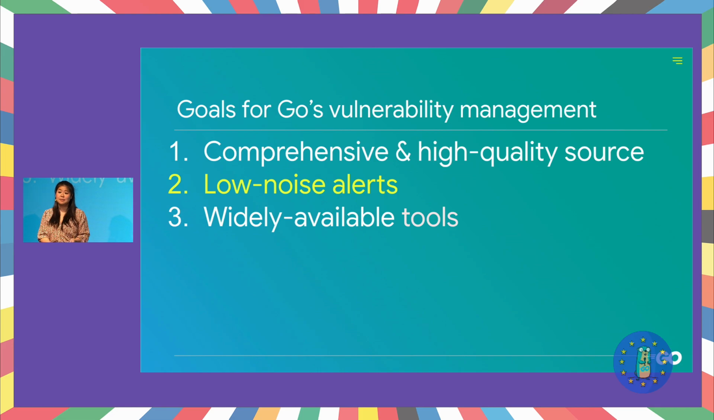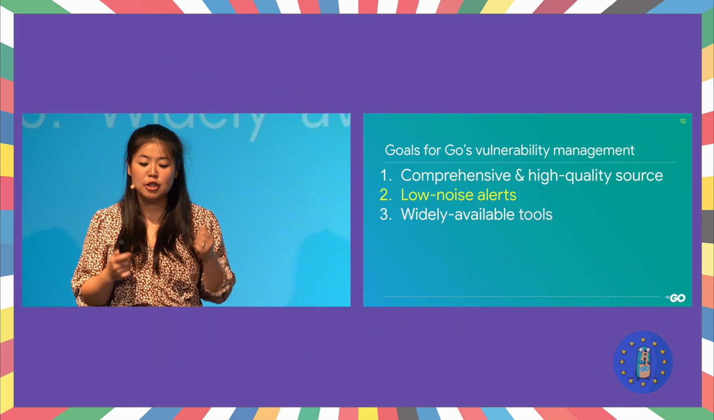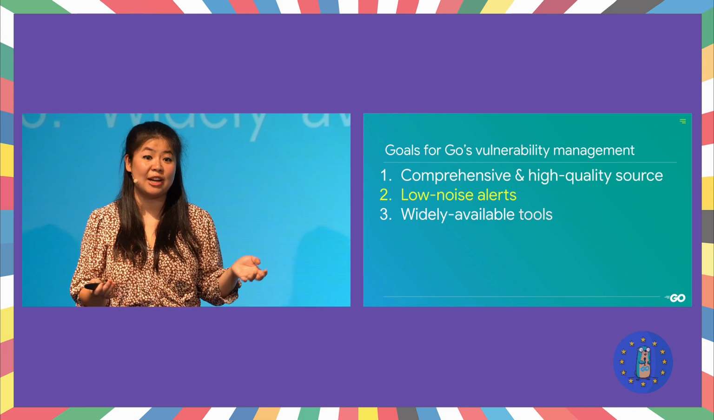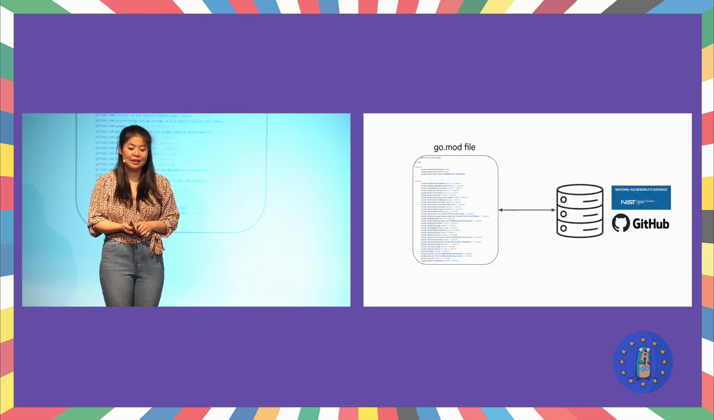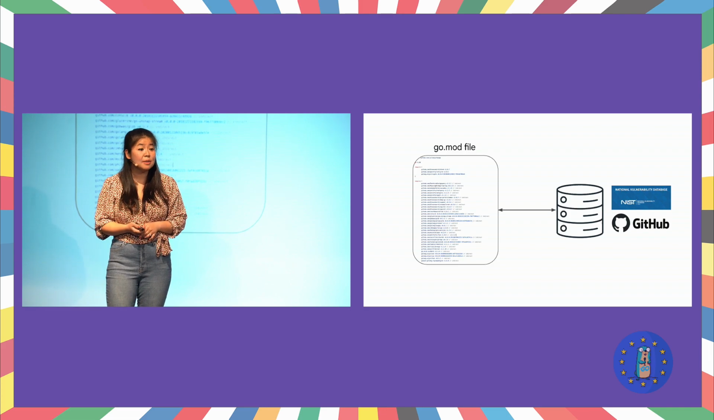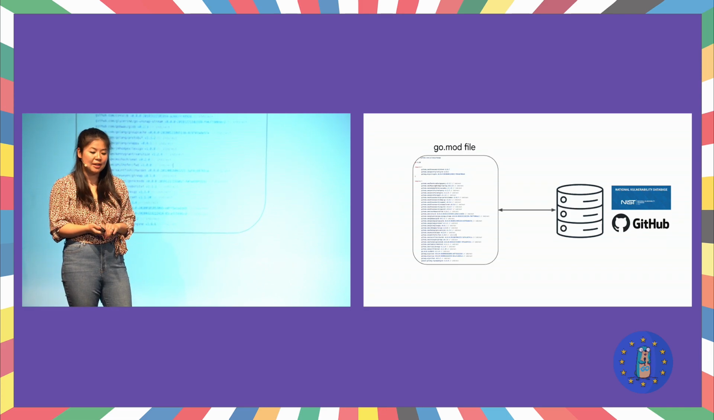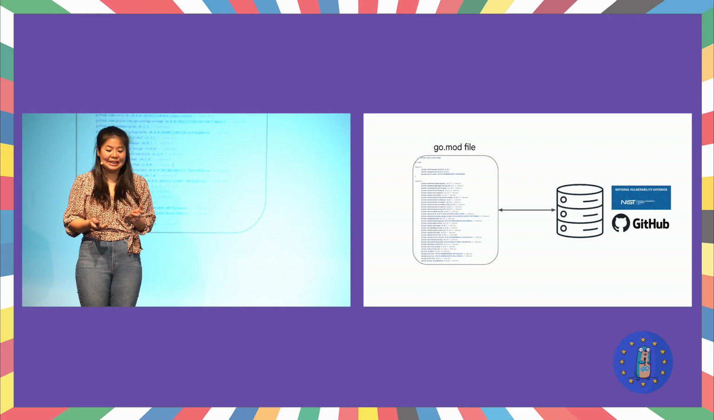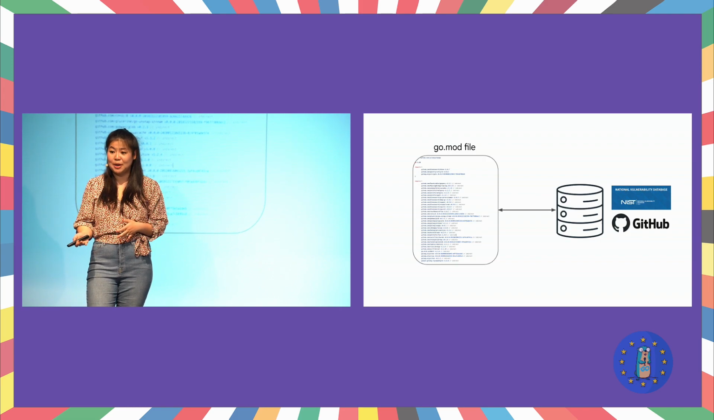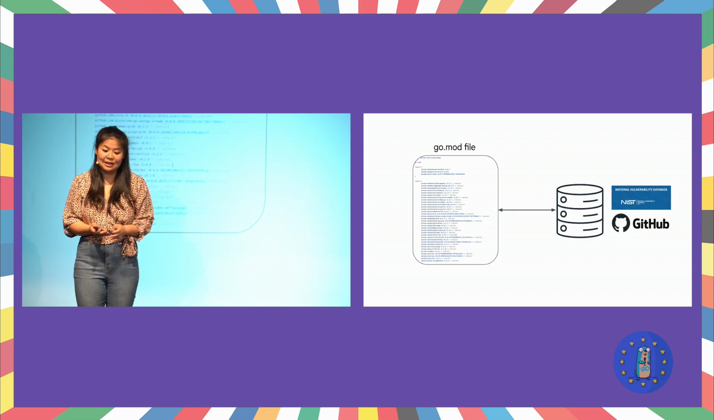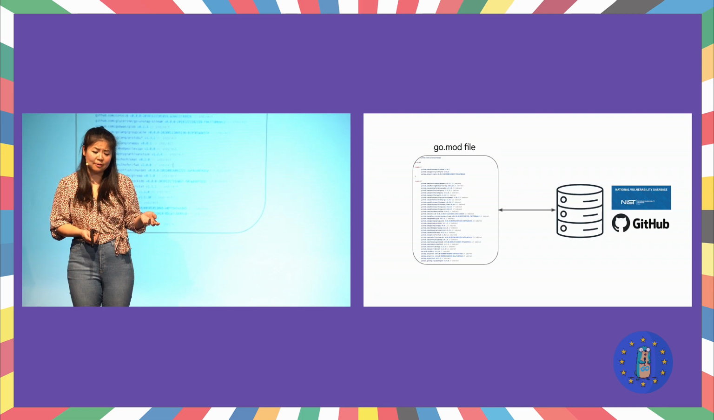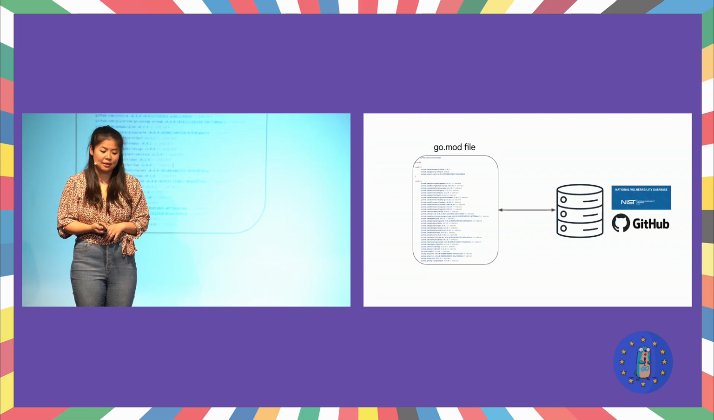Our second goal is to make sure that we're producing low noise alerts so that you're spending your time addressing vulnerabilities that actually affect you. I mentioned earlier that a simple way to do this would be to simply take the vulnerabilities in your go.mod file and then compare every dependency with some sort of database of vulnerabilities. So doing this is, of course, one strategy, but it can lead to a lot of false positives. Just because something is in your module graph, it doesn't mean it's actually in your execution path.